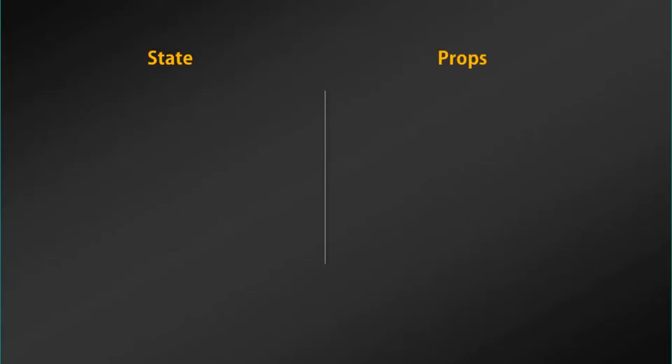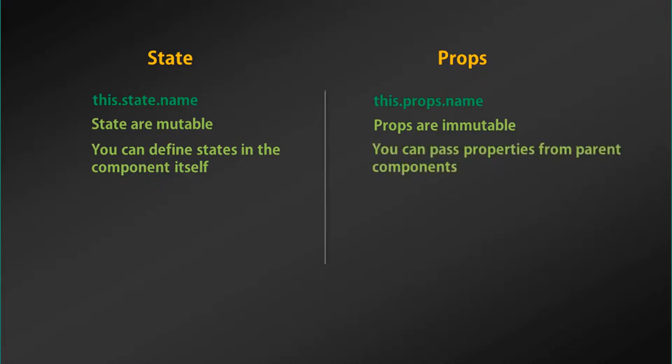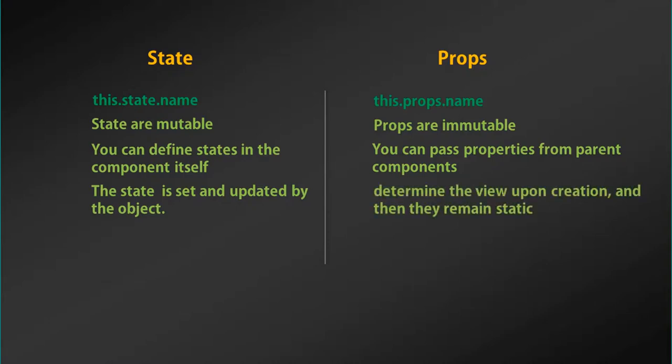State and properties are both attributes of class, meaning they are this.state and this.props. That's the only similarity. One of the primary differences between states and properties is that the former are mutable, whereas the latter are immutable. Another difference between properties and states is that you can pass properties from parent components, whereas you define state in the component itself, not its parent. So, properties determine the view upon creation and then they remain static. They don't change. The state, on the other hand, is set and updated by the object.